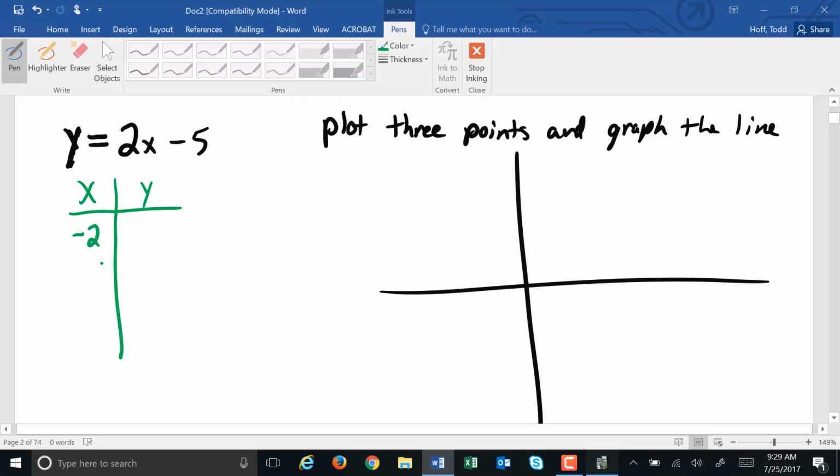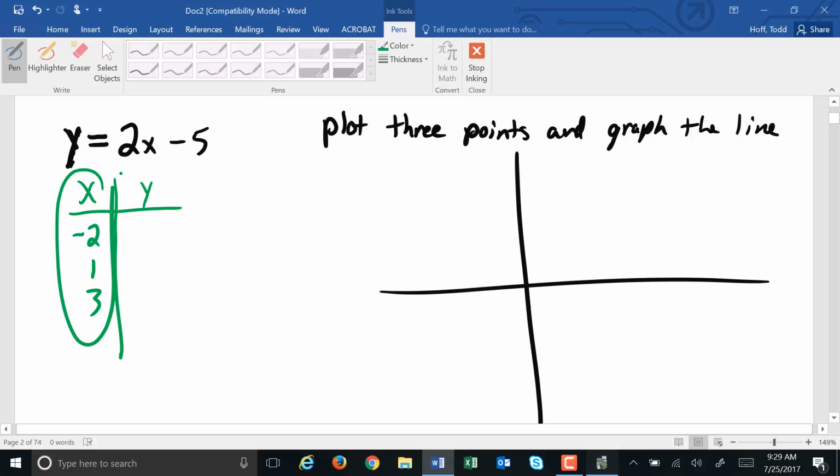I might pick negative 2, 1, and 3 as my values for x. They may ask, where did those values come from? I flat out just made them up. It doesn't matter what values you pick for x, as long as they're on the graph.